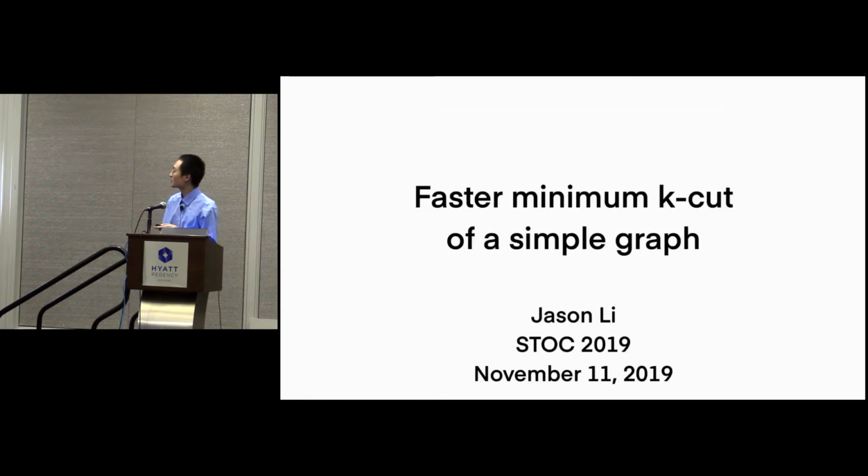Okay, the other winner of the MACD Award for Best Student Paper is Faster Minimum Cut of a Simple Graph by Jason Lee. Well, I'm from Carnegie Mellon University. I forgot to add that in.